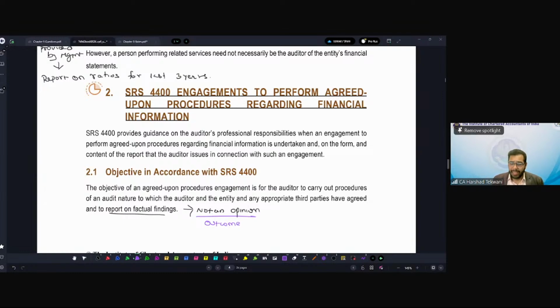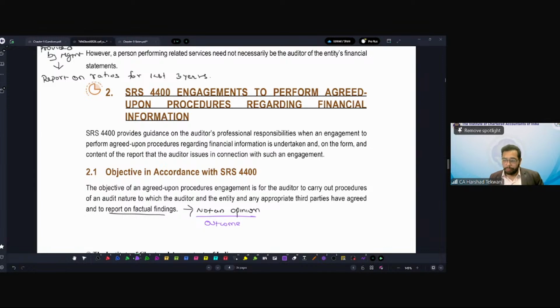Yes, the term auditor is used because at the end we are performing some procedures. But when it involves related services, the term auditor is used to denote the person who is performing the related services.